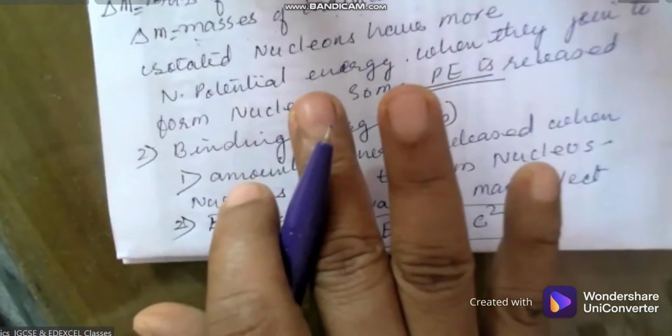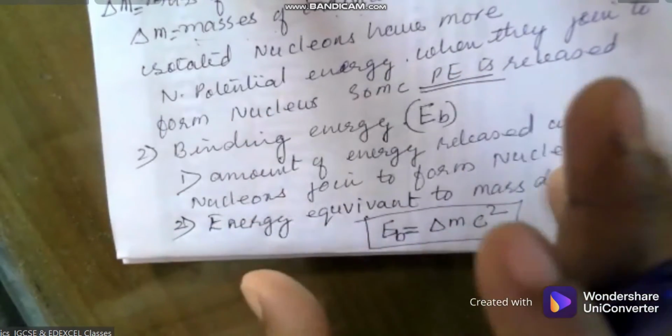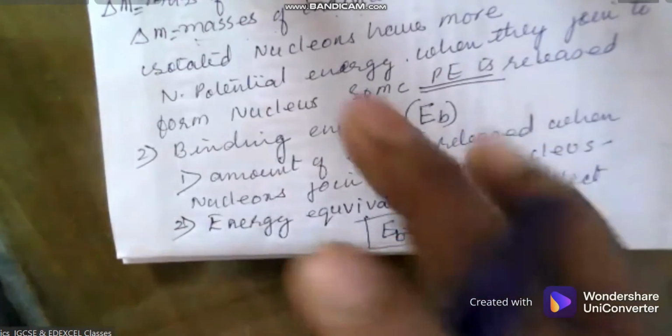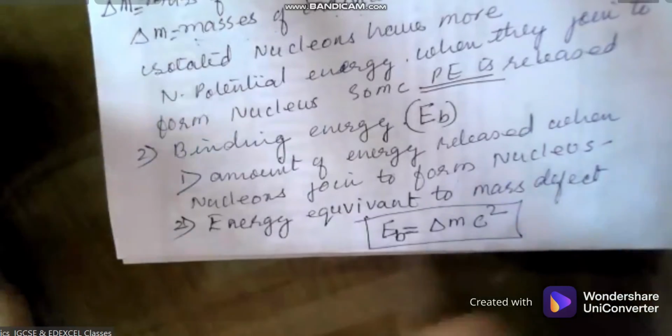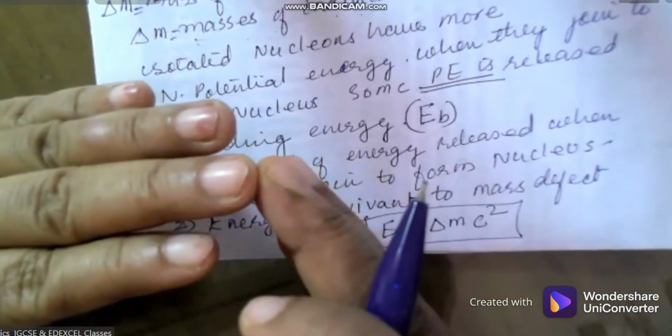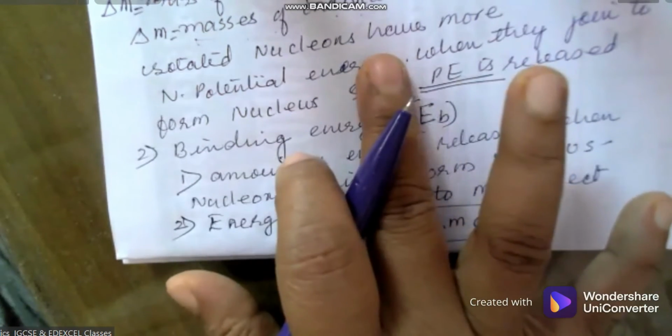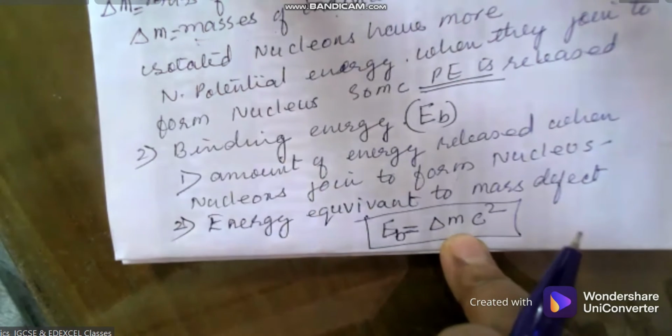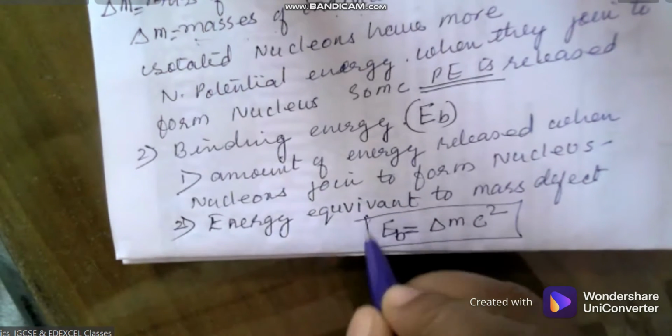So what is binding and what is the mass defect? The difference in the masses, the sum of the mass of the individual nucleons. That means when the nucleons are separate, their combined mass is bigger than the actual mass of the nucleus. The difference is very, very tiny. This difference in the masses is mass defect. And that mass defect, when you convert into energy using E is equal to mc square, the energy that you get is binding energy.